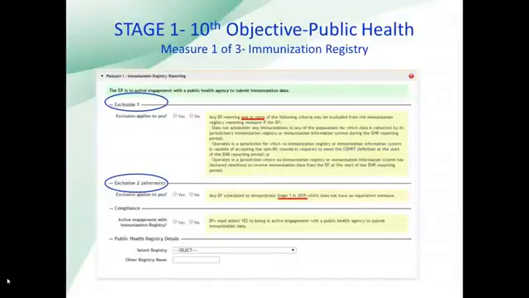Stage 1, 10th objective. This is measure 1 of 3, Immunization Registry. The EP is in active engagement with a public health agency to submit immunization data. The first exclusion option: if you meet one of these 3 criteria, then you can exclude from that measure. Or if you are supposed to be in Stage 1 and you're testing in 2015, you can use exclusion 2, which is the alternate.